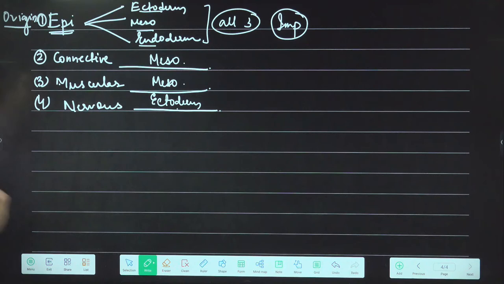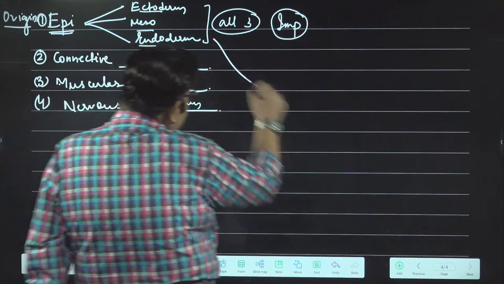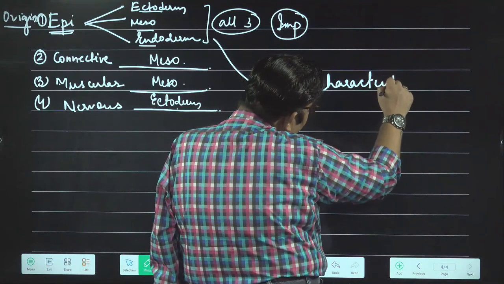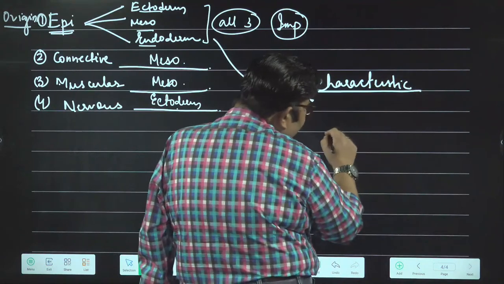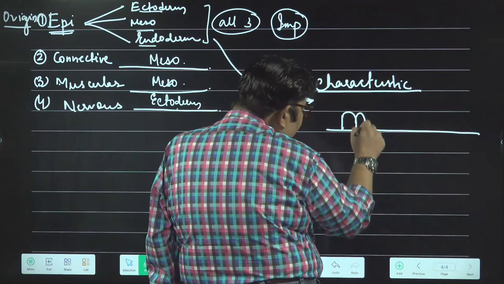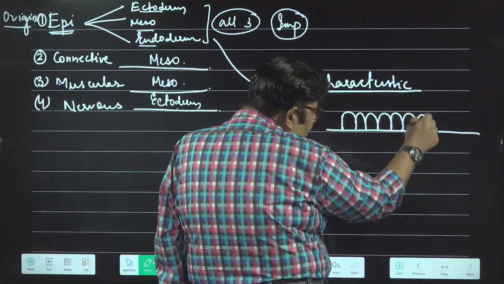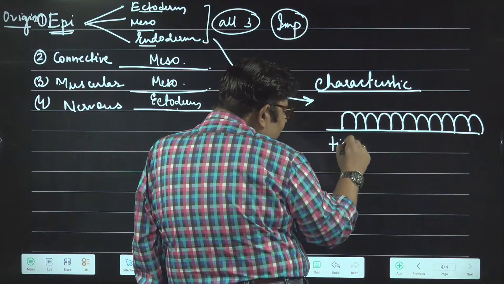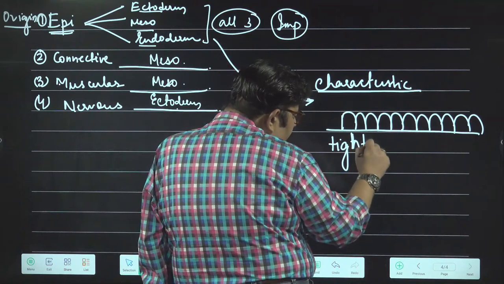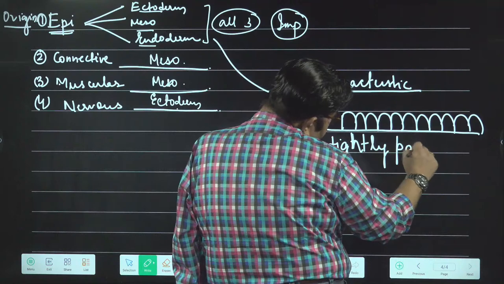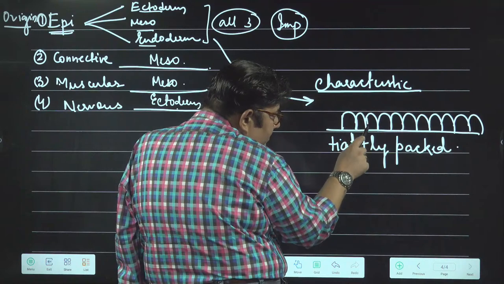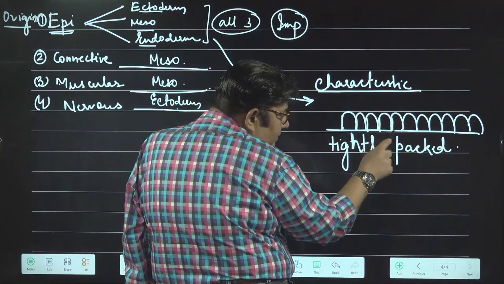Now, let us continue further in epithelial tissue. Epithelial tissue has some characteristics. And the characteristics are, for example, the cells are tightly packed. Better cells, because they are covering, they are providing the protection. So cells are tightly packed. Point number one, the cells are tightly packed.